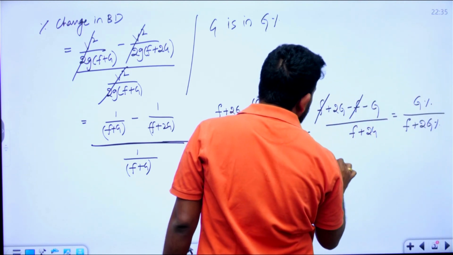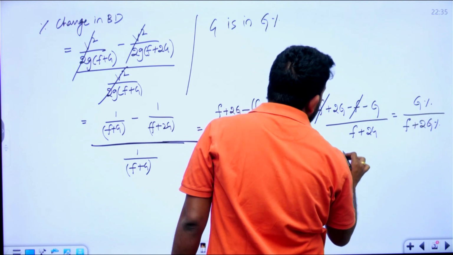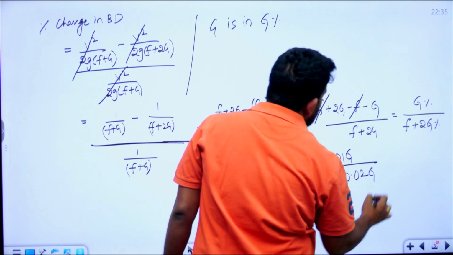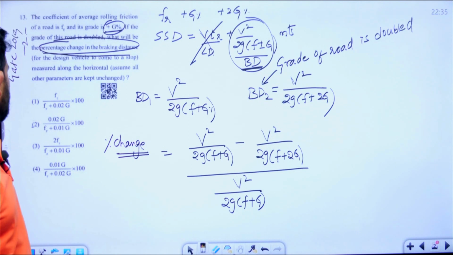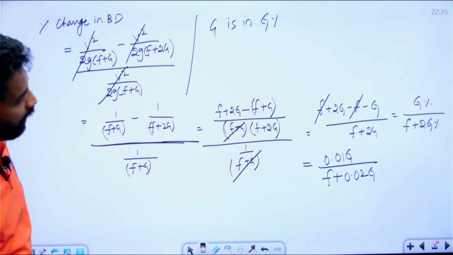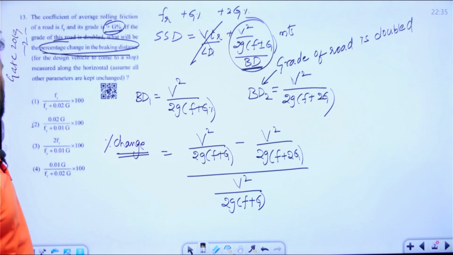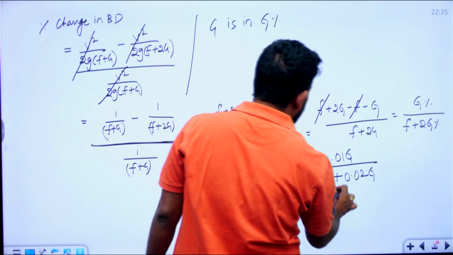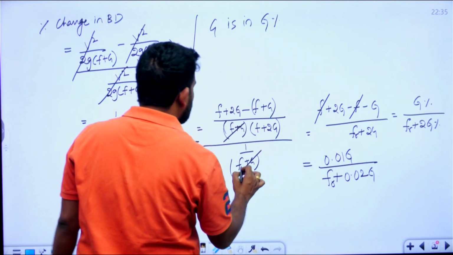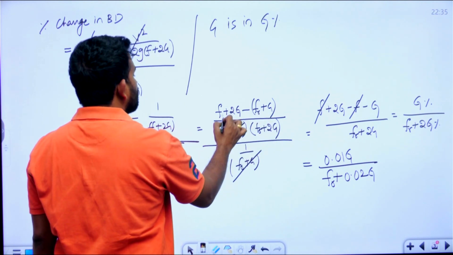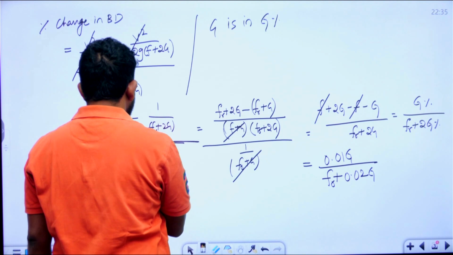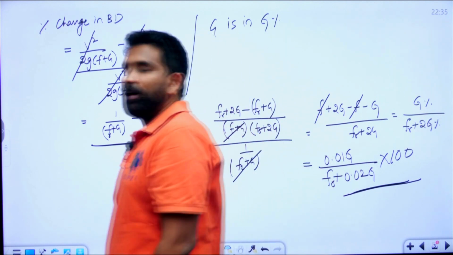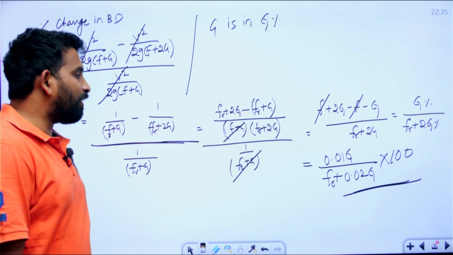Writing g percentage without the percentage sign, it is 0.01 g upon f plus 0.02 g, which we have to check against the options. So this is the correct answer. We know f is nothing but fr, the rolling friction or longitudinal friction coefficient, so everywhere fr will be there. As this has to be expressed in terms of percentage, the answer that remains will be 0.01 g upon fr plus 0.02 g, into 100.